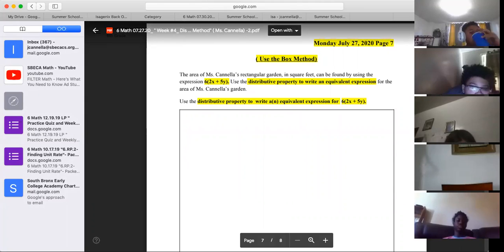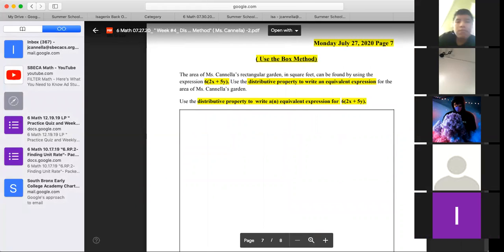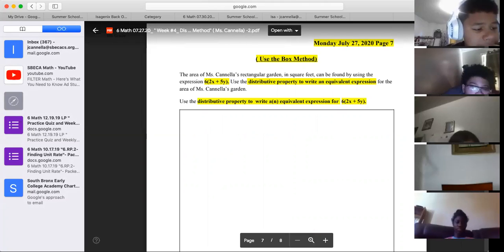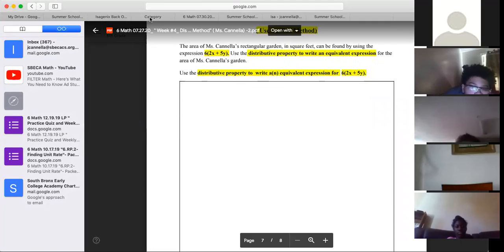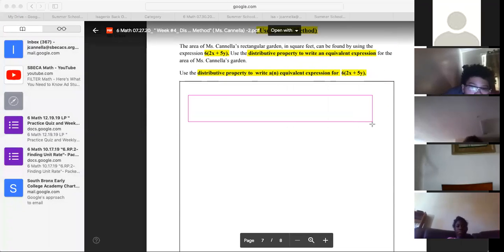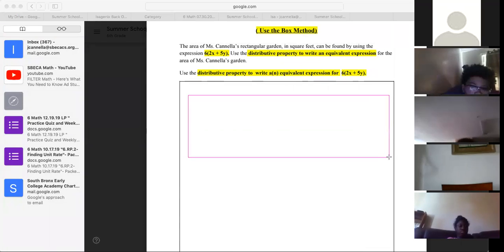Let's see who we're going to call. Evelyn, read this problem, please. Page 7. Loud and proud. The area of Miss Canella's rectangular garden in square feet can be found by using the expression 6 times 2x plus 5y. Use the distributive property to write an equivalent expression for the area of Miss Canella's garden.